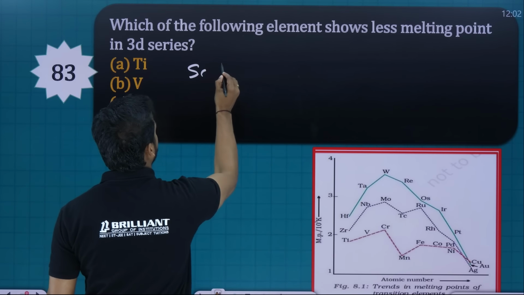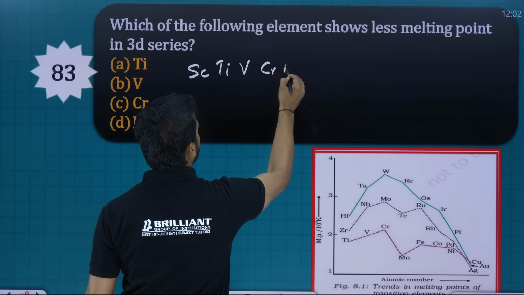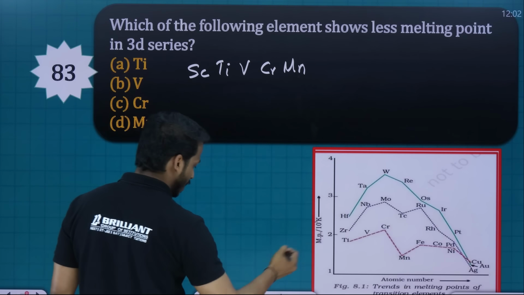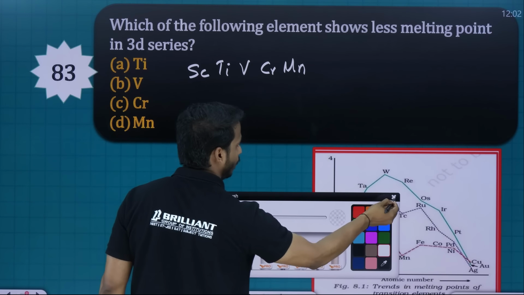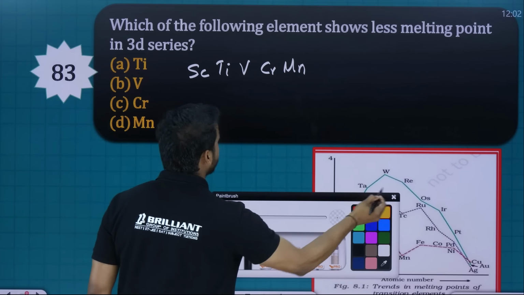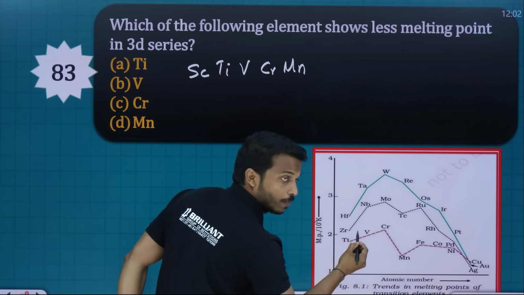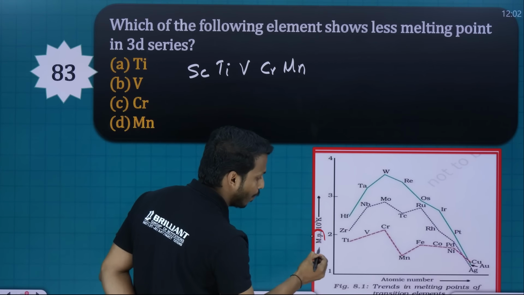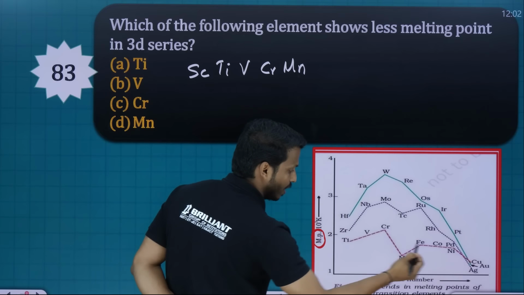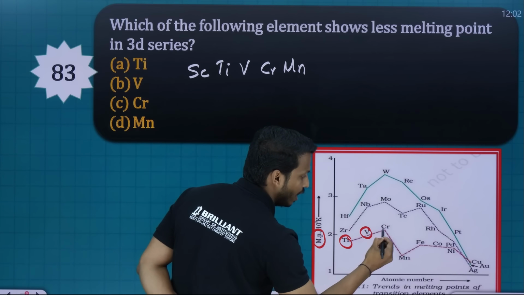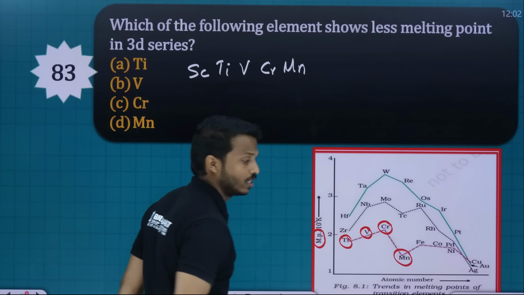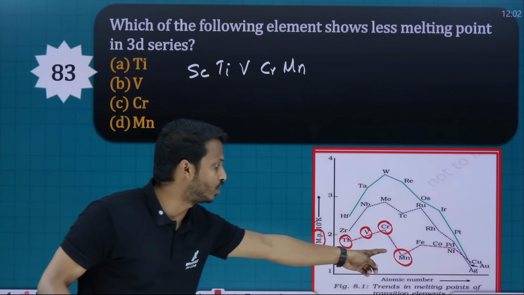We know scandium, titanium, vanadium, chromium, manganese. You may know this graph, you may have studied it in class also. This is the 3d series. Okay, please observe this graph. The melting point increases as the atomic number increases. This is titanium, vanadium, chromium, manganese. Which one has the low melting point?